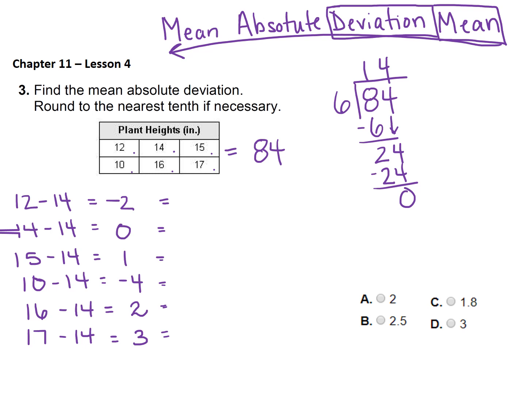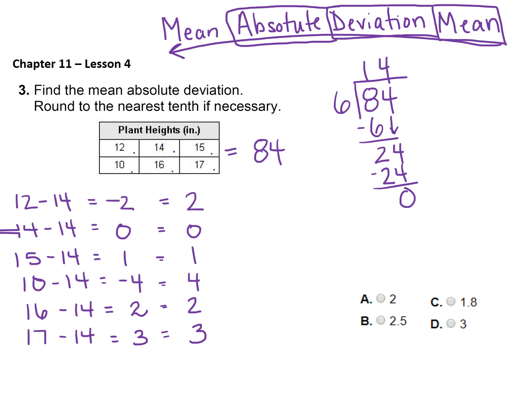But now I'm going to convert them to their absolute values. So it's going to be 2, 0, 1, 4, 2, 3. Because now I don't really care if the value is greater than or less than the mean. I just want to know how far away from the mean it is.